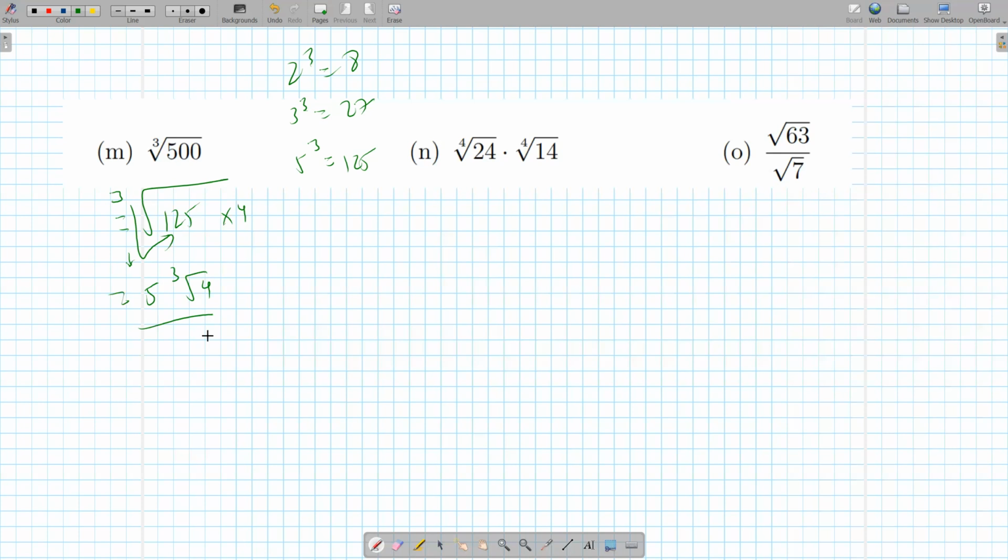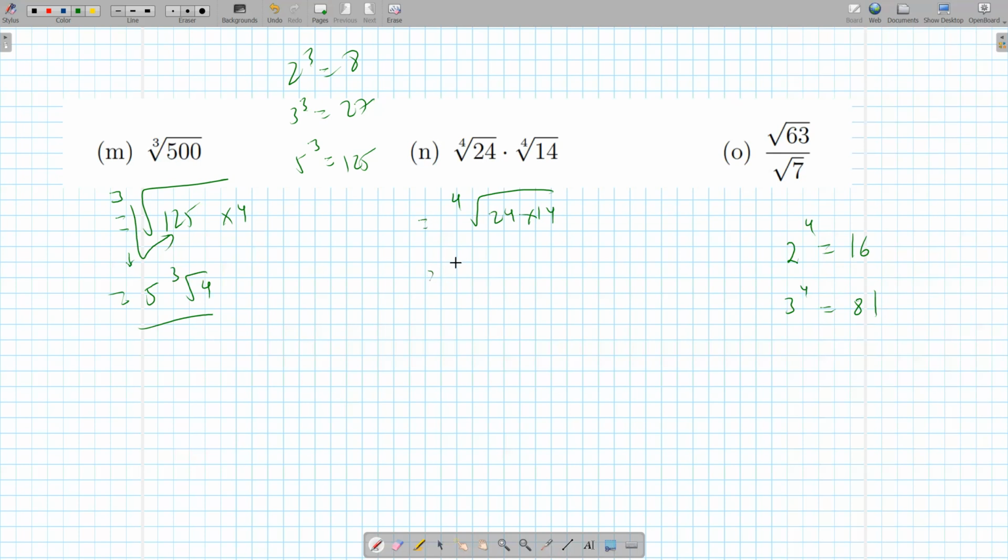Yes. All right. So for n, you're going to have to think outside the box, because now we have the 4th root, right? But if you look at the numbers, 2 to the power 4 is 16. Even the smallest 4th root, you can't write 24 nor 14 in terms of 16. So what do we do in this case? We're just going to combine them into one big 4th root like this.